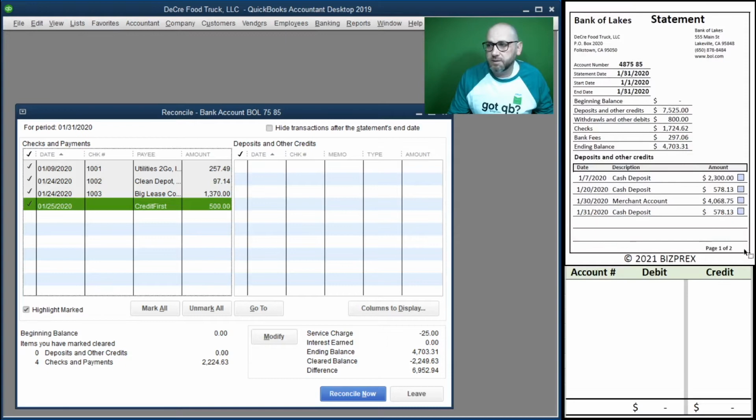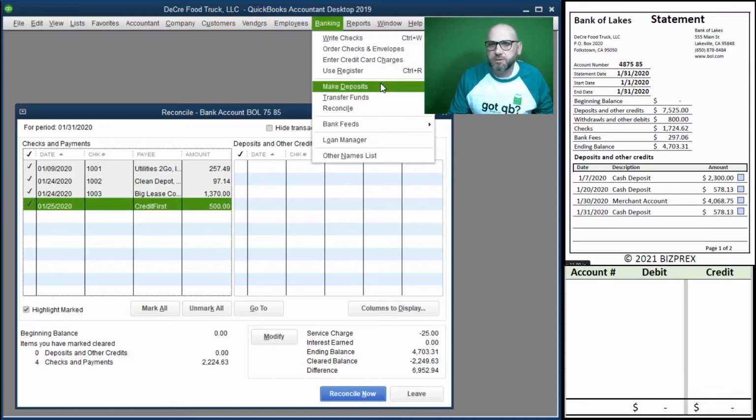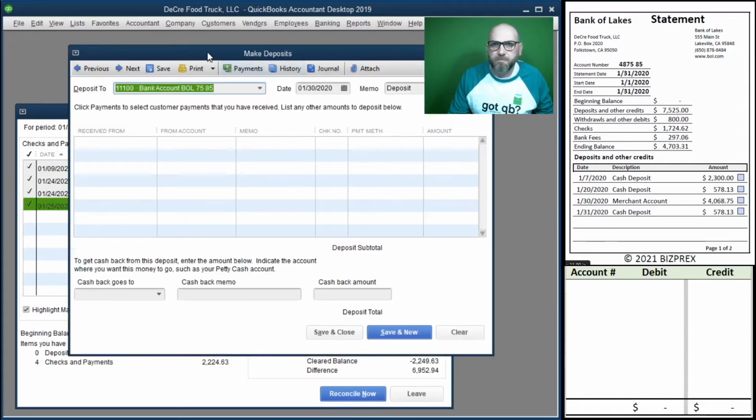And in this case, it's primarily deposits. So let's go ahead and book those. And after that, we can clear them. And the beauty of QuickBooks is that it allows you to book entries while you're reconciling. You don't have to exit reconciliation, and that's a wonderful feature. So let's go ahead and do the deposits. So make deposits. All right.